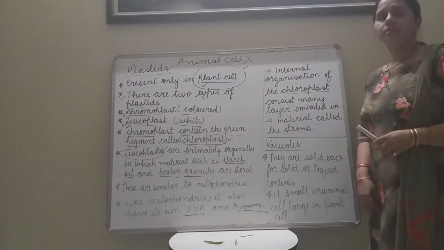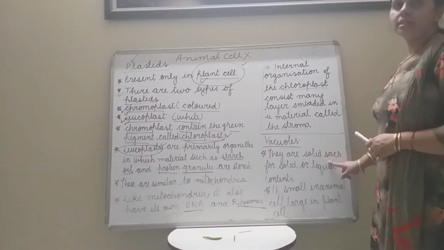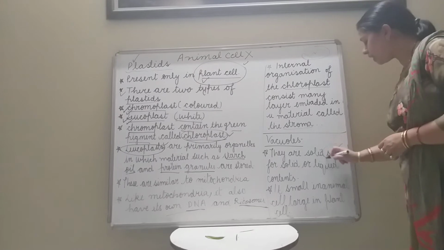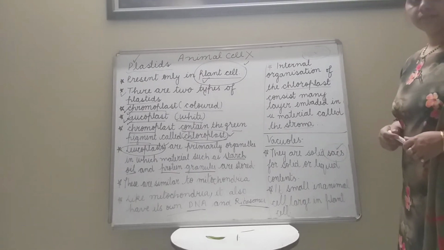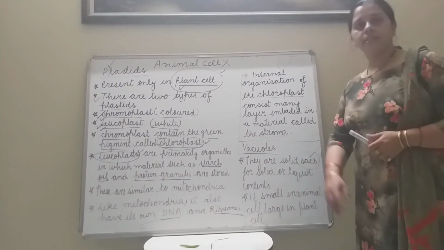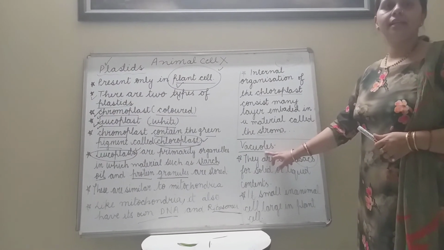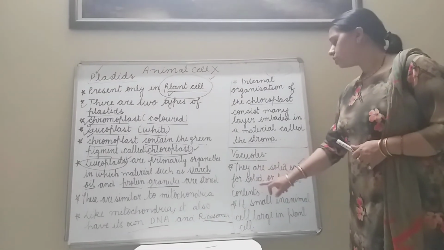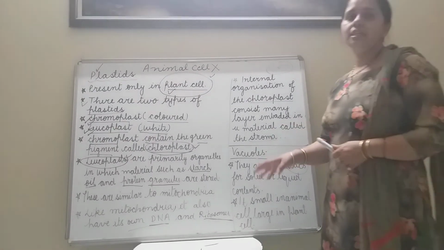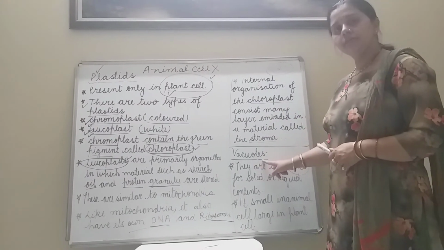I have told you about plastids. Now I am telling you about vacuoles. What are vacuoles? They are sacs. Yesterday I told you what sacs are. Sacs are bag-like structures for solid or liquid contents. So vacuoles are sacs where solid or liquid contents are stored in the cell.